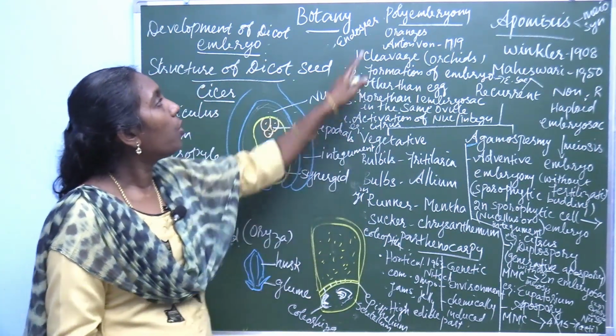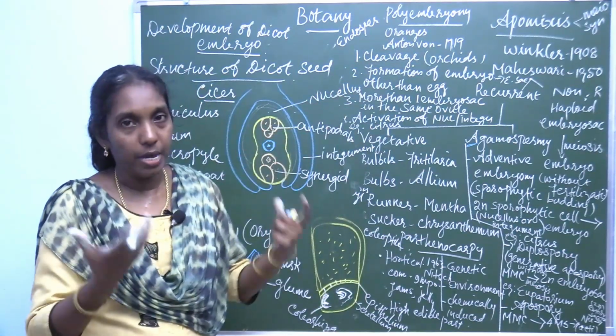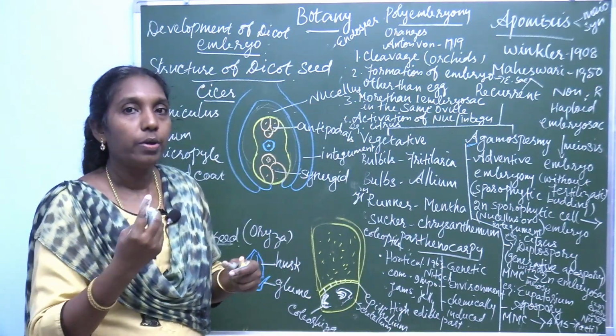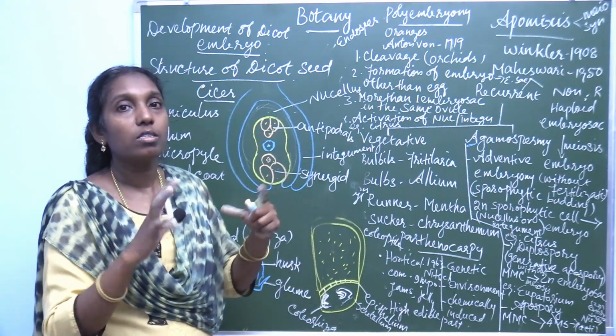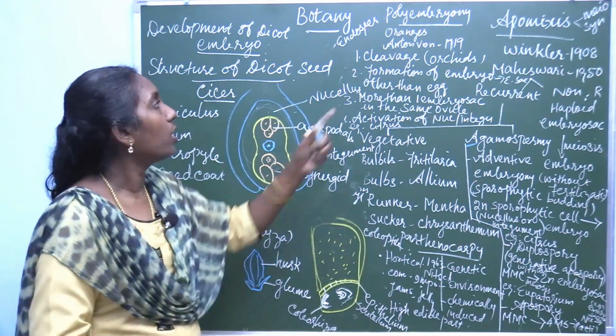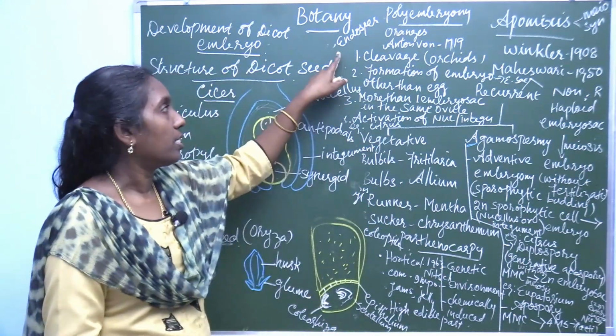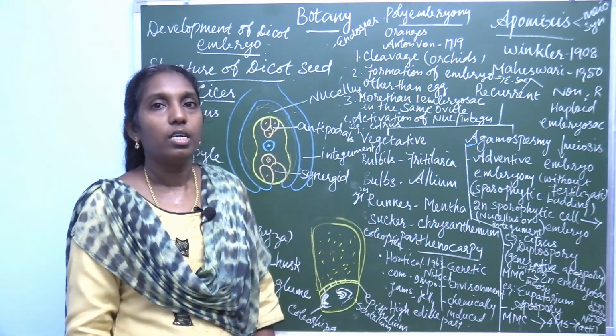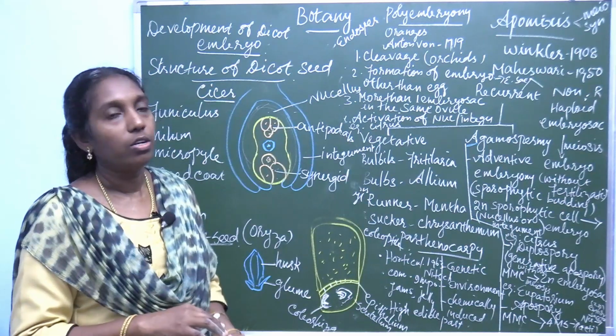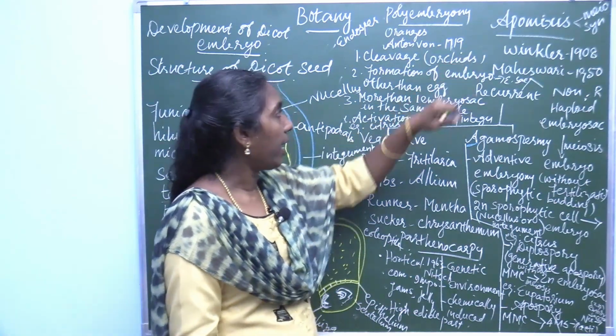You know the meaning of poly. Poly means many. So, instead of one embryo, the occurrence of more than one embryo is called polyembryony. It is first noticed in oranges. It was first noted by Anton von Leeuwenhoek in the year 1719.